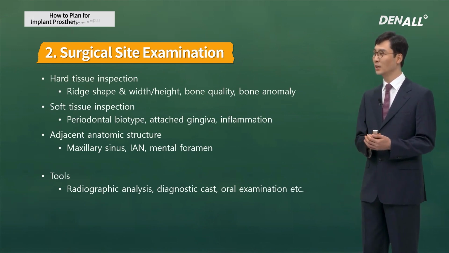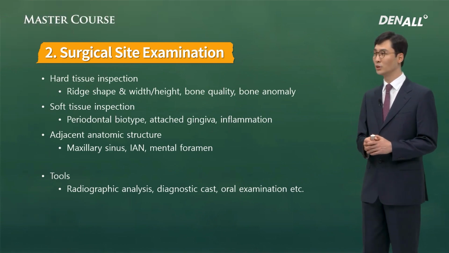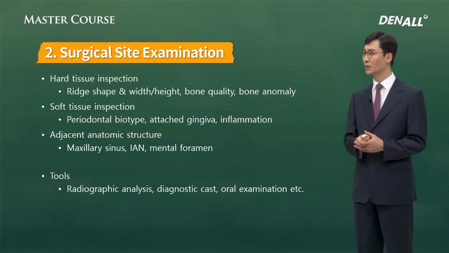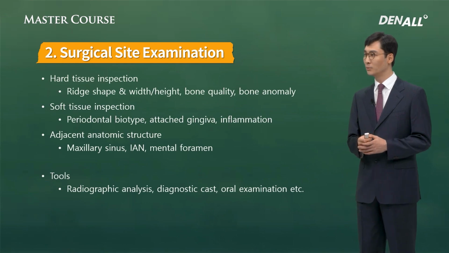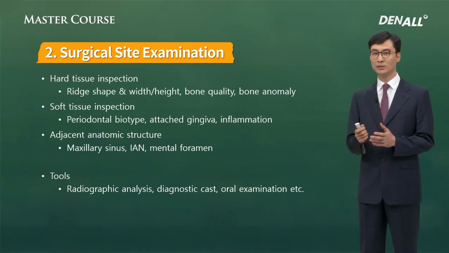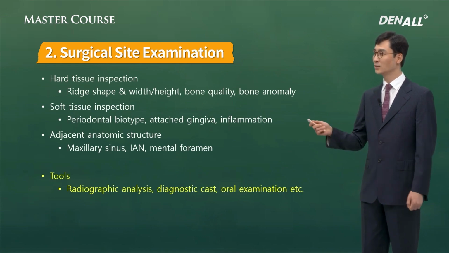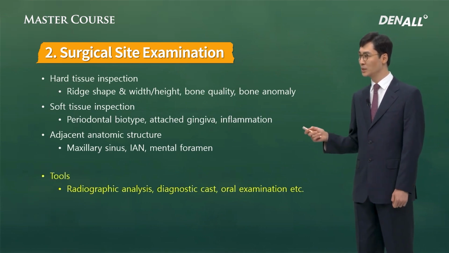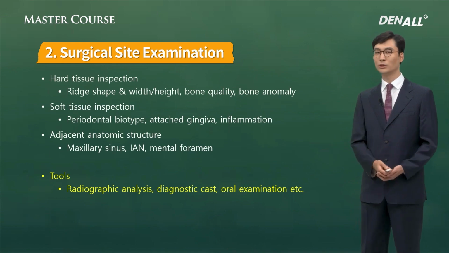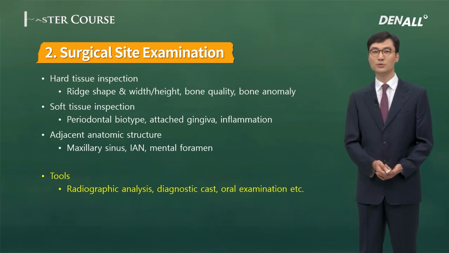Adjacent anatomic structures need to be examined as well. There are many important anatomical structures such as maxillary sinus, inferior alveolar nerve, and mental foramen. Radiographic analysis, diagnostic cast, oral examination, CT can be done to evaluate such sites.